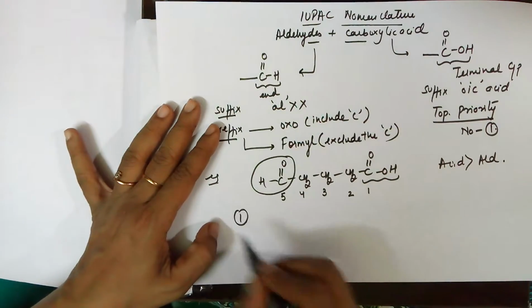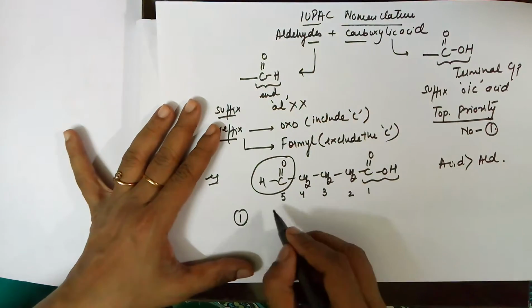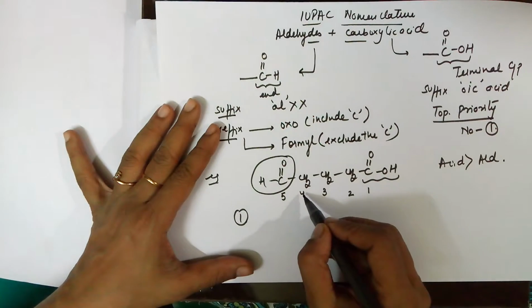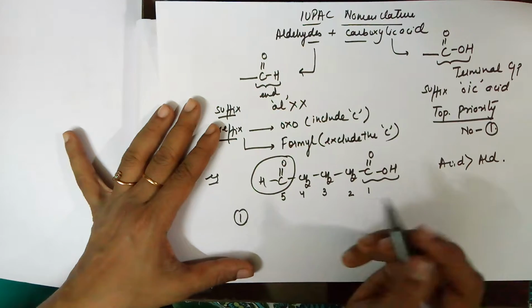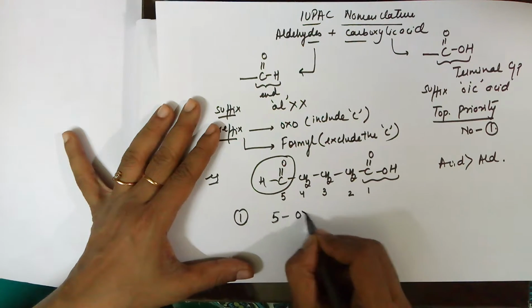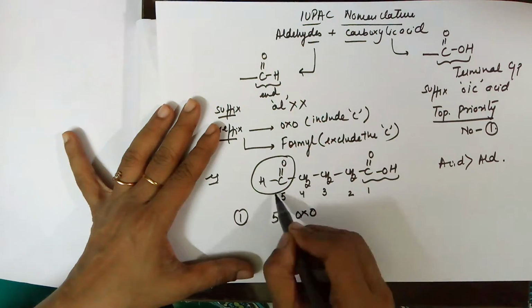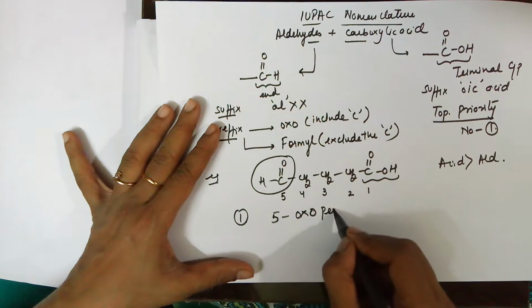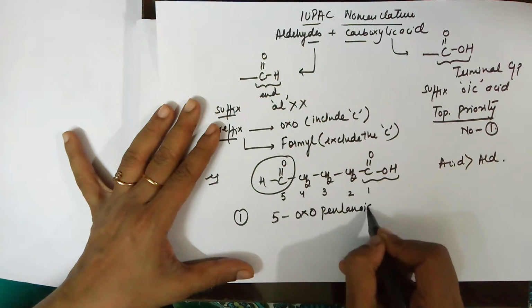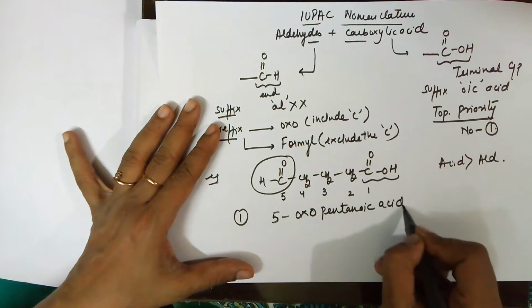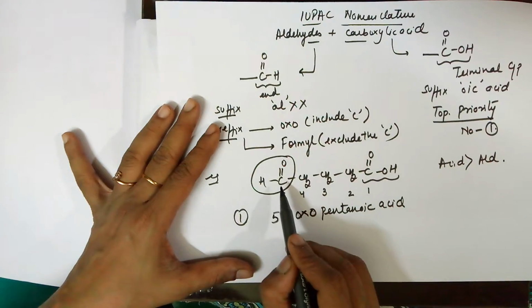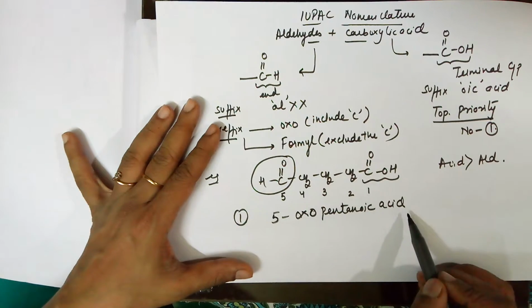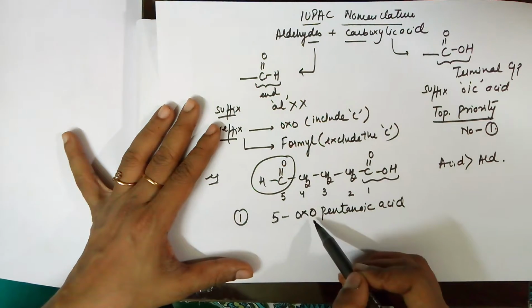So the first way of doing it is with oxo. After the 4th position, at the 5th position, you have an oxo group. So the name would be 5-oxopentanoic acid. 1, 2, 3, 4, 5, 5 carbons, you've counted them all. So pentanoic acid, and the double bond O is taken into account as an oxo.